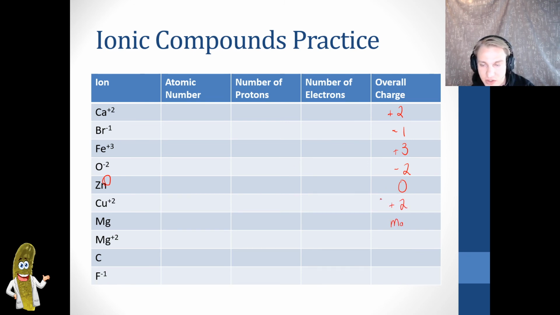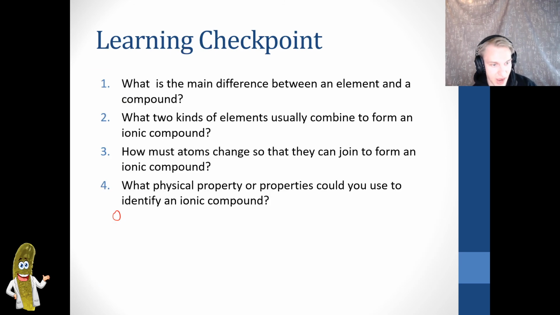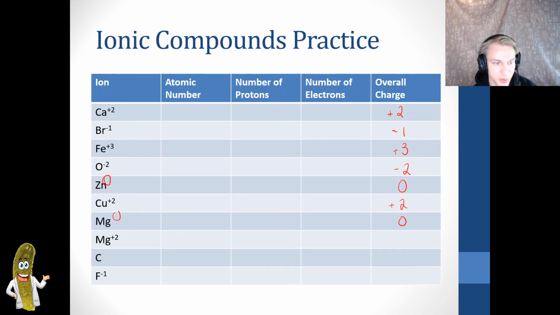Magnesium doesn't have any number written, so it has a charge of 0. Again, it has nothing up here. The next one, however, does have a charge. This one has +2. So that means that version of magnesium has given up 2 electrons to get a +2 charge.